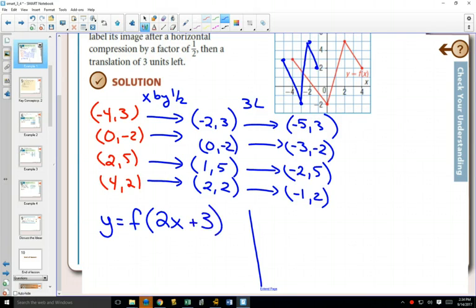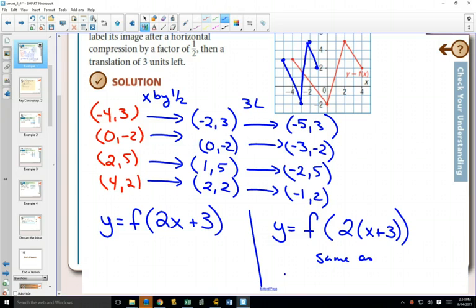So that's method 1. Method 2, we show the 2 inside the function, but then we add an extra set of brackets for the x plus 3. I want you to notice that these 2 are not the same. Because what would happen if I distributed this 2? Right, this is the same as y equals f of 2x plus 6. So here we have 2x plus 3. Here we have 2x plus 6, or 2 bracket x plus 3. One of those is the correct way of describing the blue graph, and one of them is not.